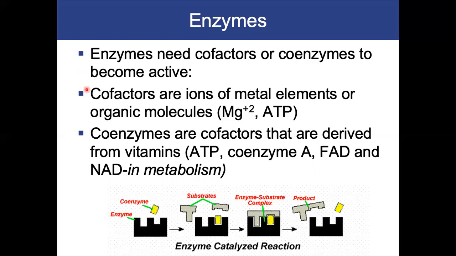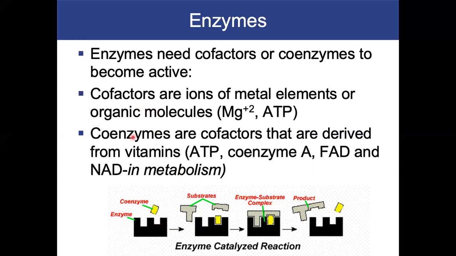What the heck are cofactors? Cofactors are ions of metal elements or organic molecules, like magnesium is a big one, ATP is another one. Coenzymes are cofactors that are derived from vitamins, okay? So what do we use these guys for? These cofactors and coenzymes have to bind to enzymes to make them work, okay?